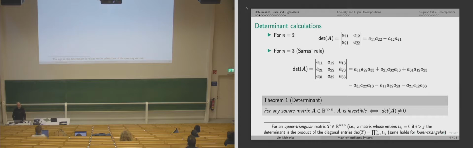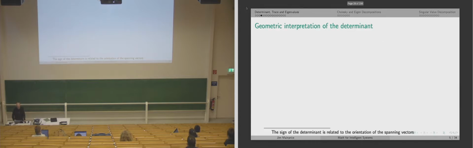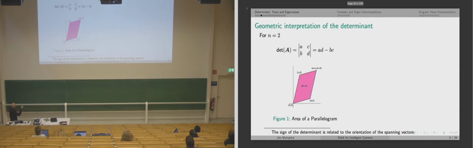Okay, so we said that the determinant is some kind of magnitude of a matrix. So let's see how we can interpret that in terms of geometry. Let's look at the 2D case. In the 2D case, we have defined our matrix this way, with entries A, B, C, D. This corresponds to a parallelogram on the 2D plane where we have AB here and CD here. The first vector is this vector here, and then the second vector is this vector here.